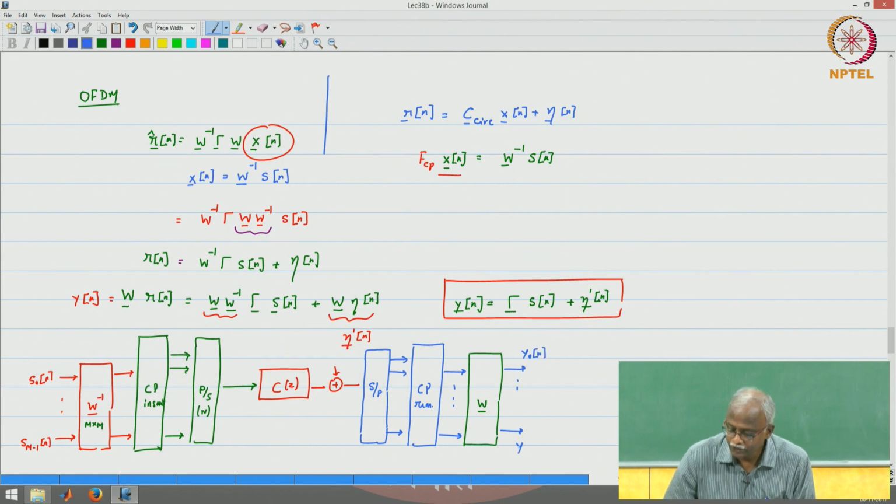Y0 of n, are they equal to the corresponding S's? Not quite, because what you are observing is scaled by a complex coefficient. You cannot call that Y yet. So this is Ym minus 1 of n. How do I get to the last stage? I would have to scale the first branch by 1 over C naught, the last branch by 1 over Cm, and then these would now effectively be S naught hat of n all the way to Sm minus 1 hat of n.